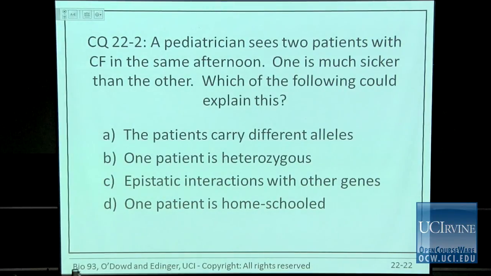So I have another clicker question for you here. A pediatrician sees 2 patients with CF in the same afternoon, but one is much sicker. Which of the following could explain this? A, the patients carry different alleles. B, one patient is heterozygous. C, epistatic interactions. Or D, one patient is homeschooled. Go ahead and give it a guess. Okay, click in if you have it.